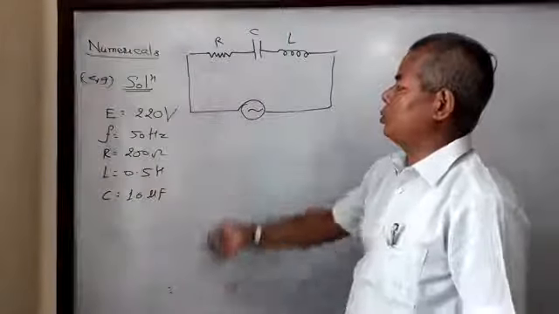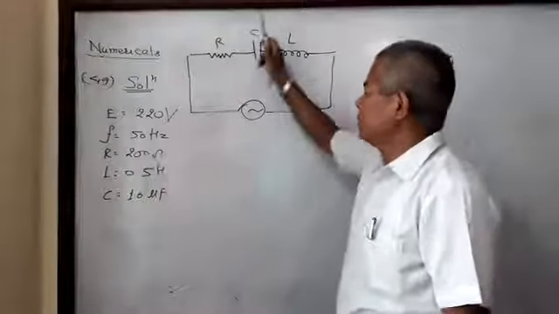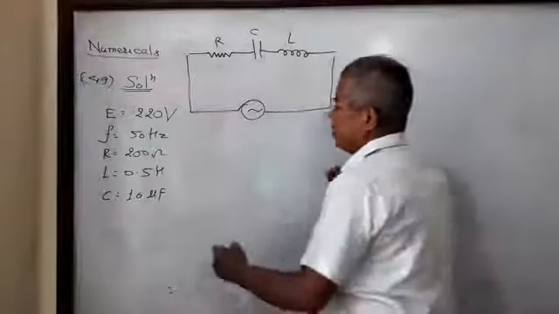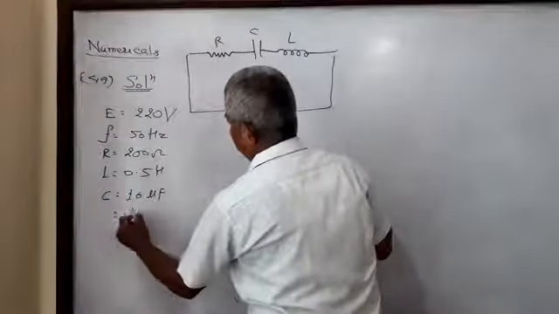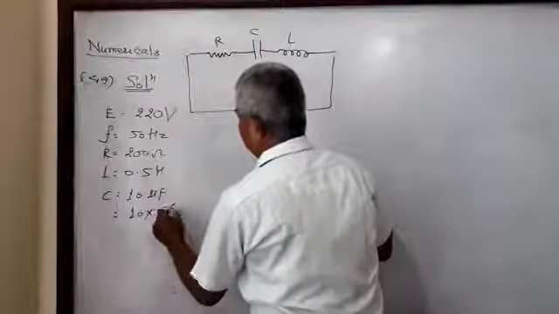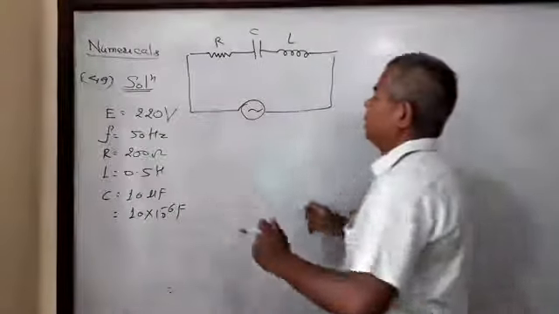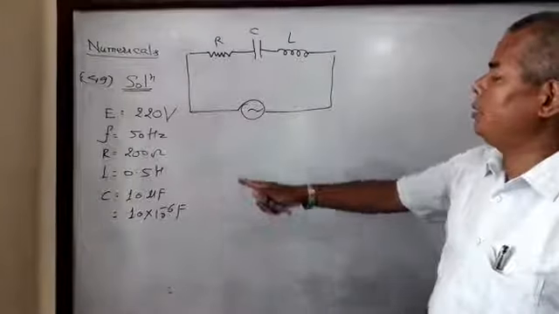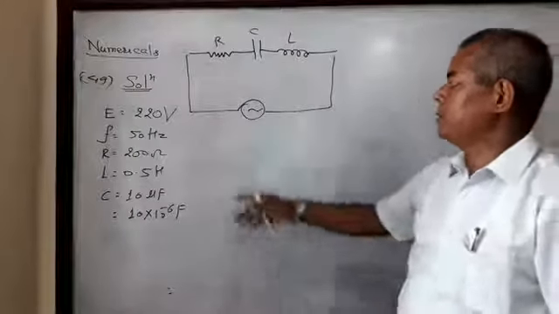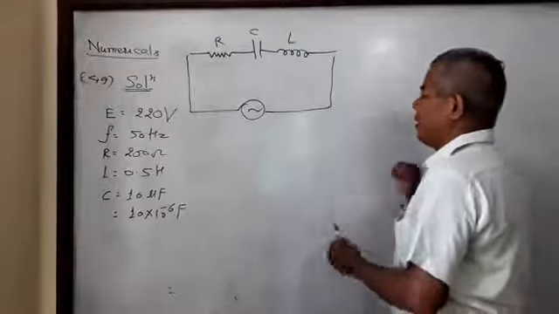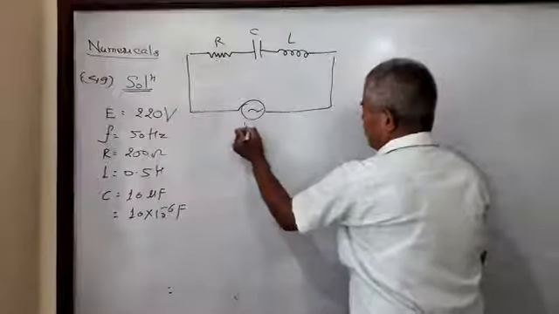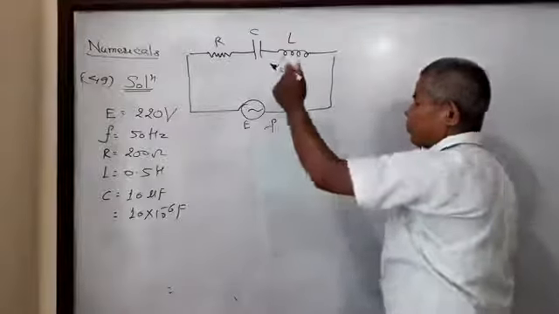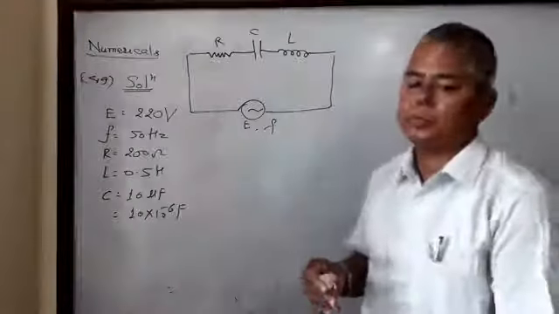Resistance has value 200 ohm. Capacitance has value 10 microfarad, which in the SI system is equal to 10 into 10 to the power minus 6 farad. Similarly, the inductance has value 0.5 Henry. And the AC EMF is equal to 220 volt and frequency is equal to 50 Hz. These are given to us.